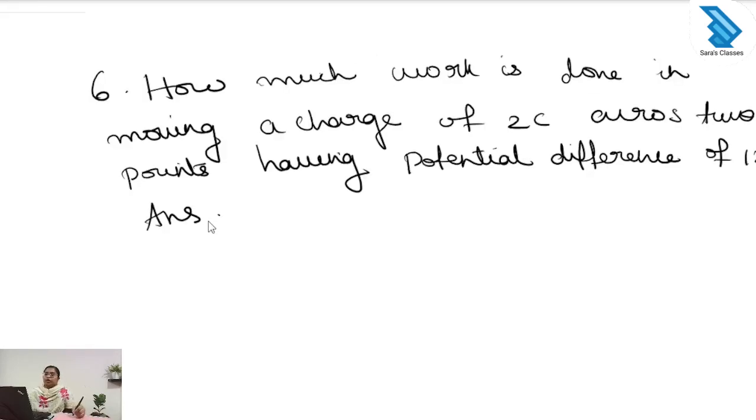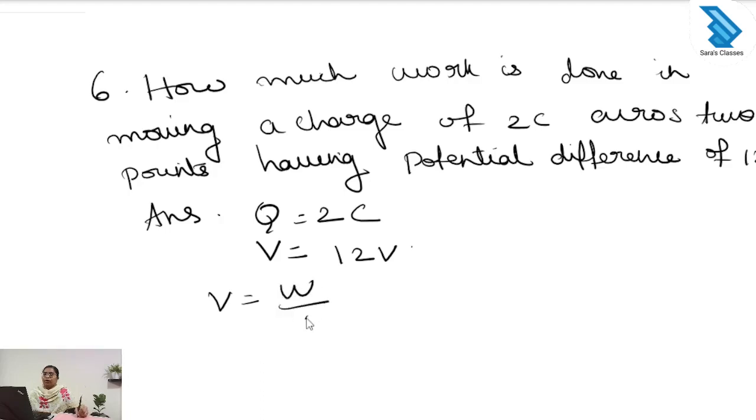Next question, how much work is done in moving a charge of 2 coulomb across 2 points having a potential difference of 12 volt? What's given in the question? The charge is given as 2 coulomb and the potential difference, voltage, is given as 12 volt. And we know the relation between work, voltage and charge. V is equal to W divided by Q.